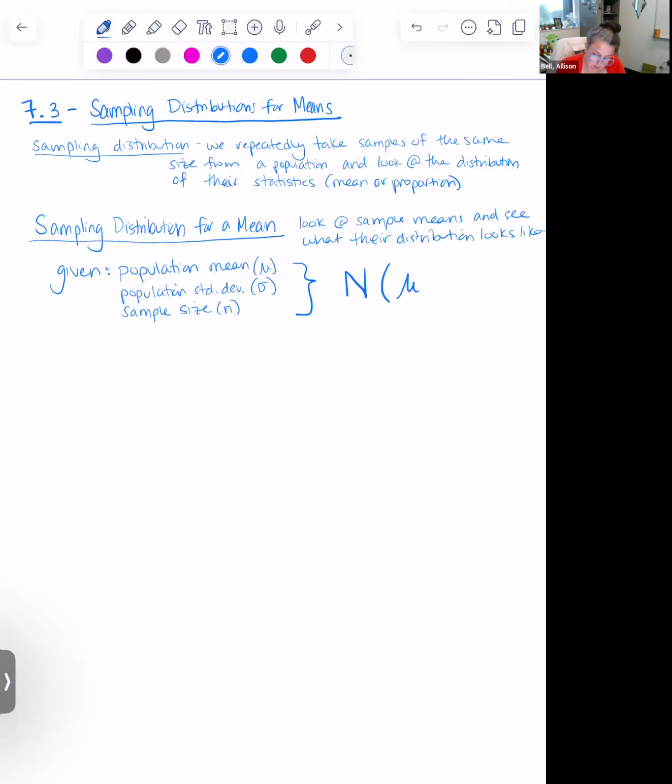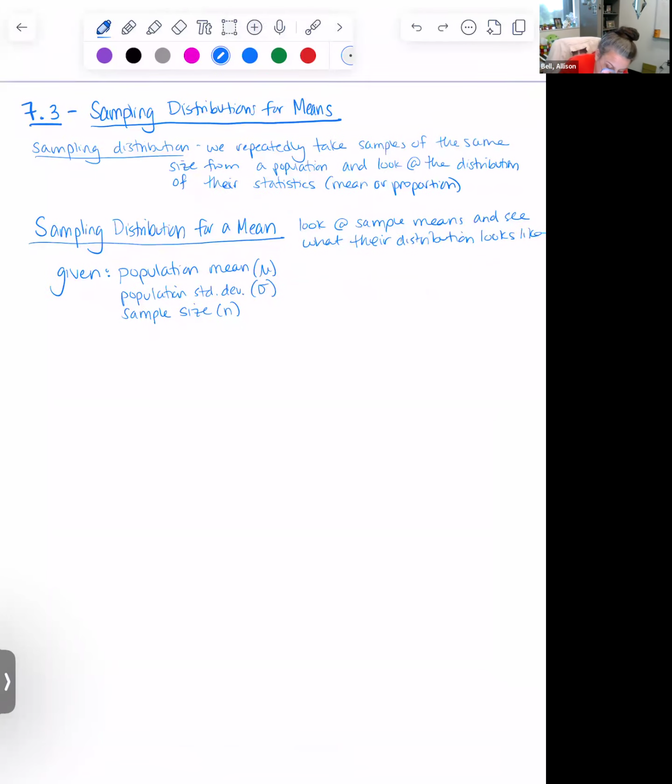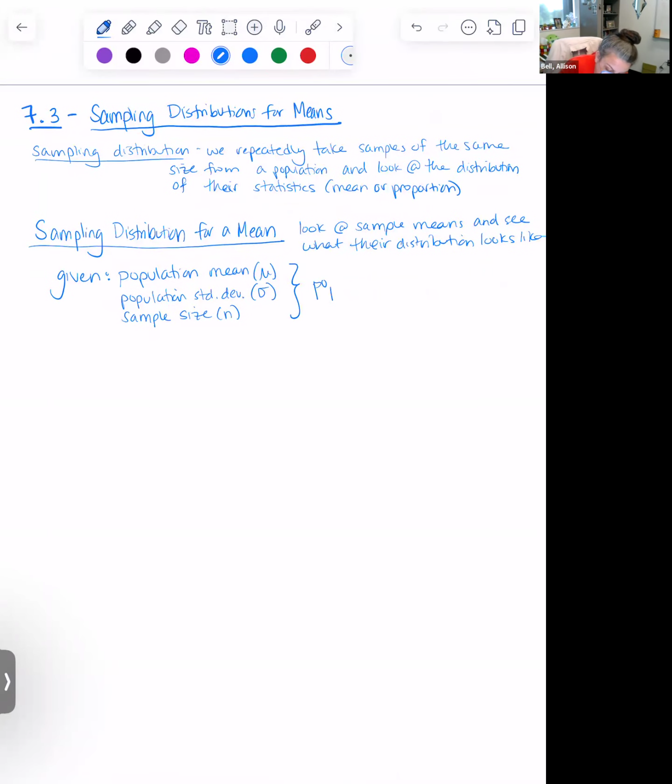So we make a normal model. Actually, let's start the other way. We say that all of this together gives us a population normal model with mean of mu and a standard deviation of sigma. So that's only from the population. We use that to create the sampling distribution. So our sampling distribution looks like this.